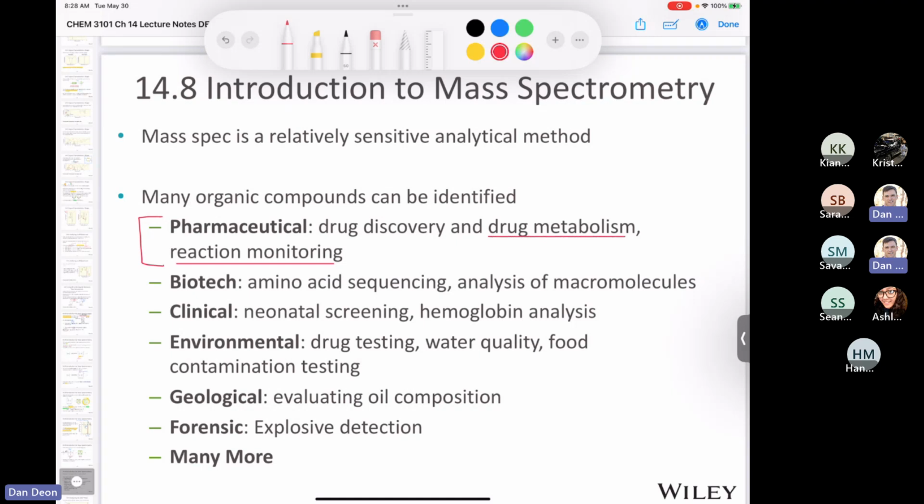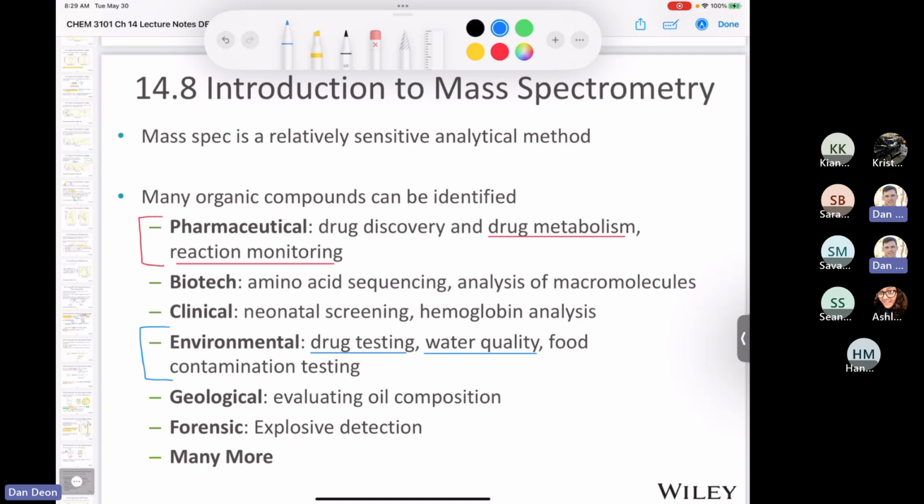Again, we'd analyze body tissues of a mouse or a rat or a monkey or whatever, and then we would be able to determine the structure of different metabolites. What else? Biotech, then we've got clinical, we've got environmental. There's a couple of people at UCCS that are interested in environmental chemistry. So if you've ever heard of people looking into the levels of toxins in water and things like that, that would be a good reason to use mass spectrometry. It would be looking at the quality of water, drug testing, like I said. Okay. What else? Geological, forensics. There's a whole host of places that you can use mass spec.